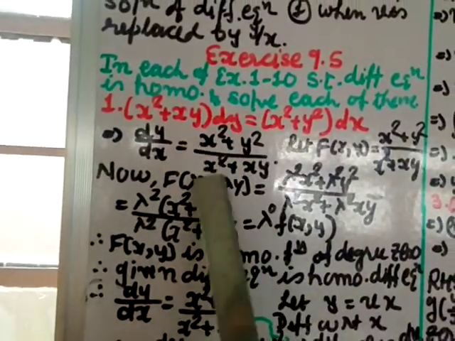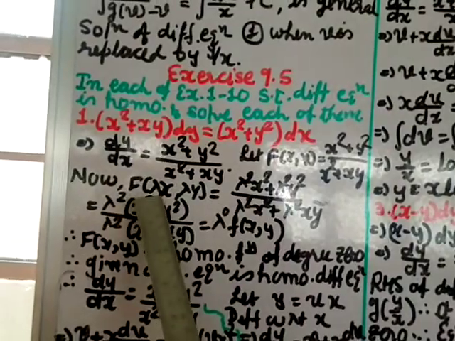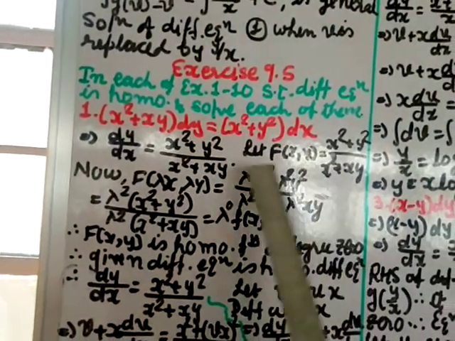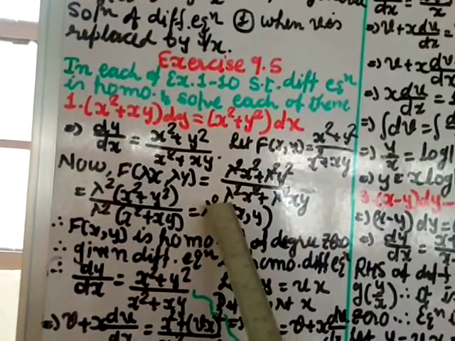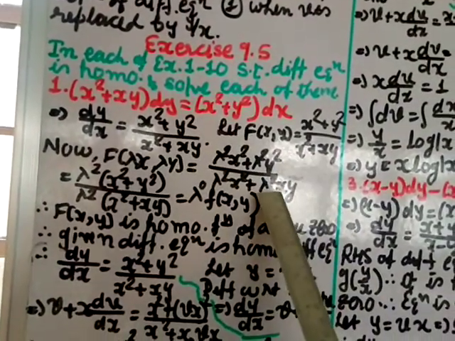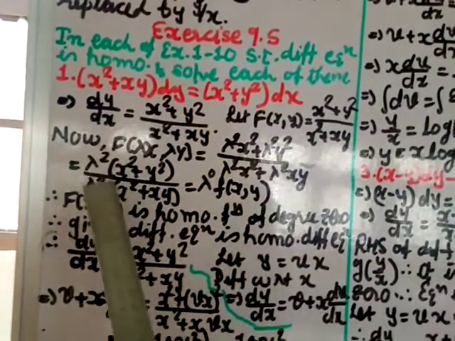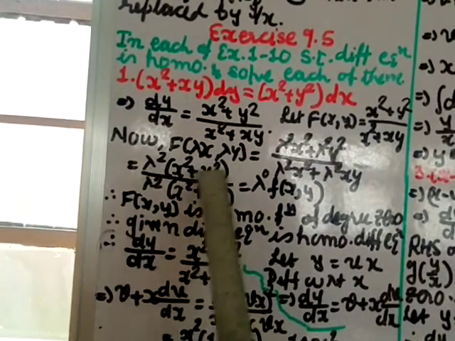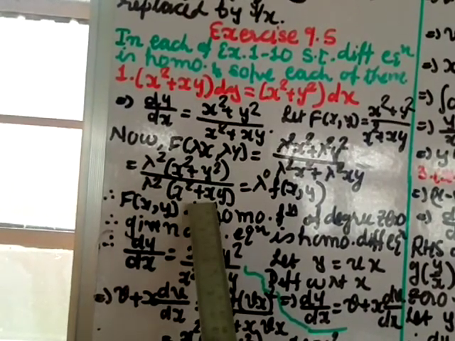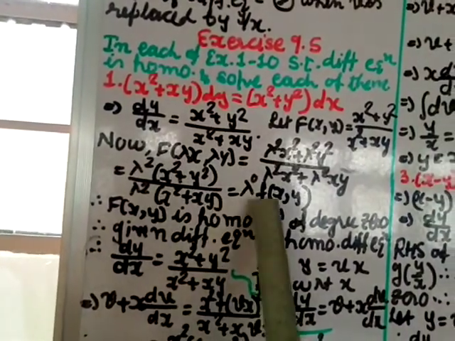Now call this f of x, y. Now we have to put lambda x instead of x and lambda y instead of y. So I put here lambda square x square plus lambda square y square, and in the denominator lambda x squared plus x lambda x and y lambda y, so you get lambda square. Now you take lambda square common from the numerator and denominator. So you get x square plus y square over x square plus xy in the denominator. Now lambda 2 minus 2, so lambda power 0, and this is f of x, y.